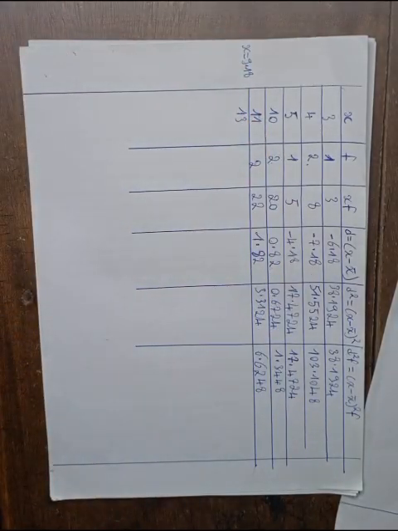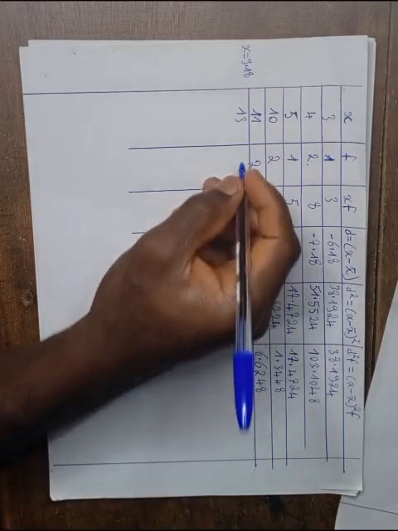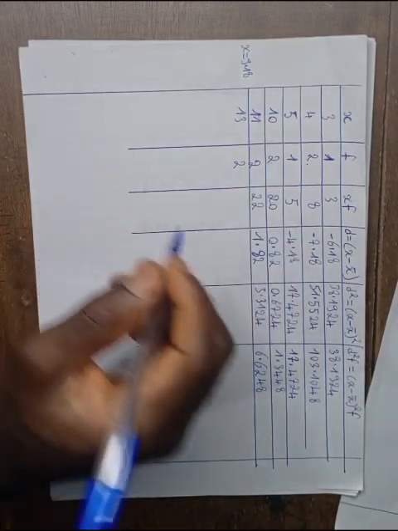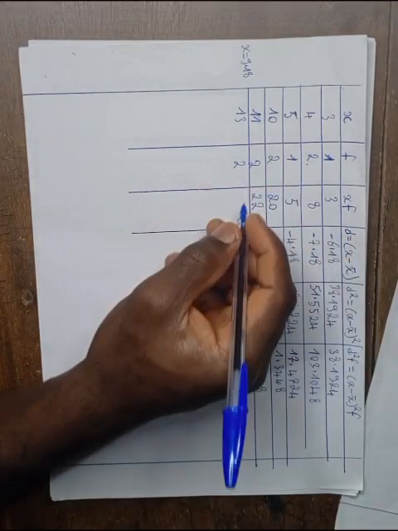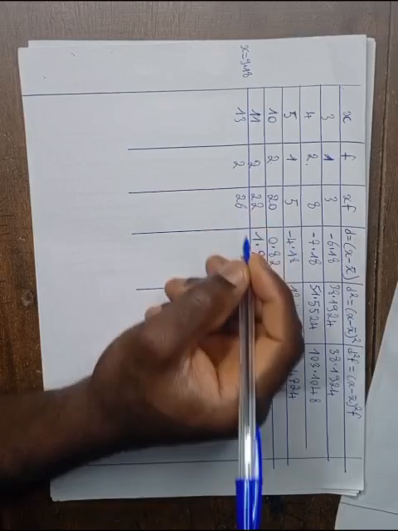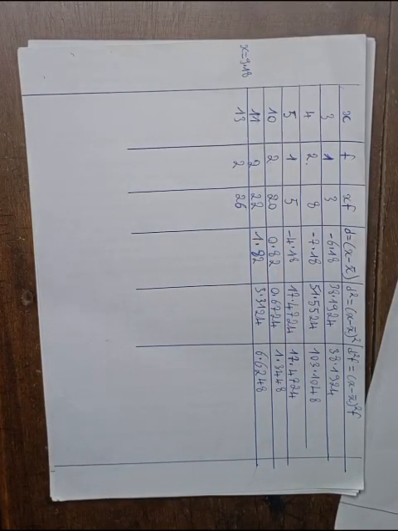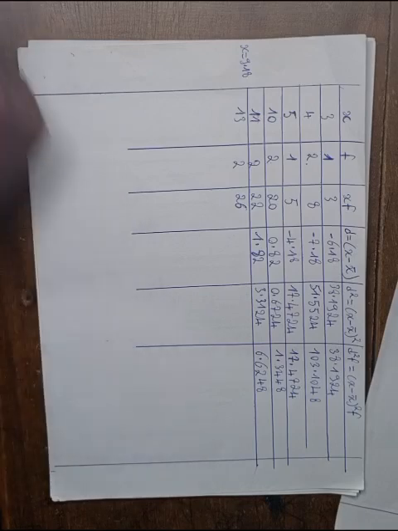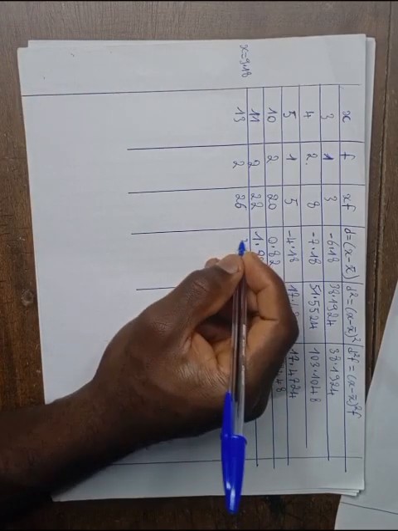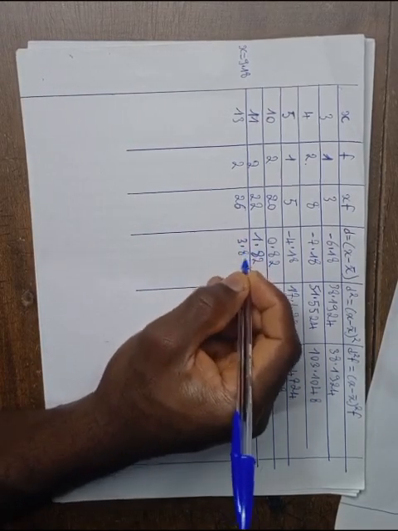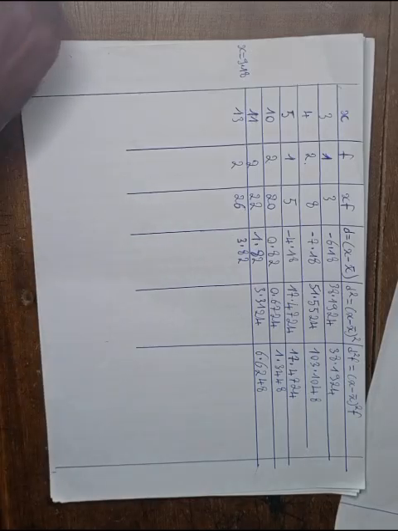13 occurs twice. Next, we need xf. 13 times 2 will give us 26. Next, we need the deviation. So we're going to take 13 minus 9.18, which is simply equal to 3.82. Next, we need the deviation squared.